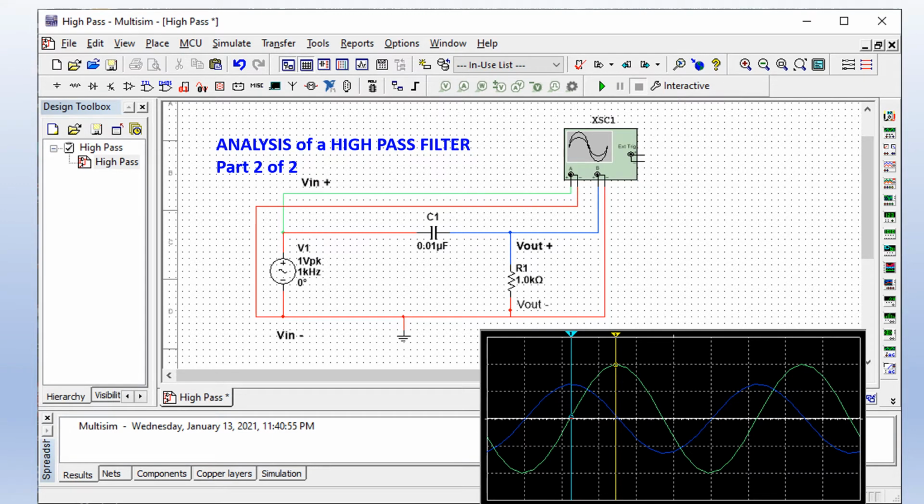Okay, part 2 of 2 of an analysis of a high-pass filter.